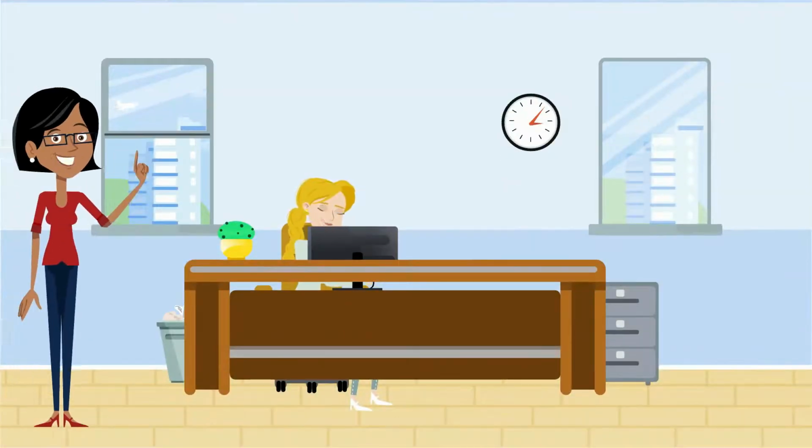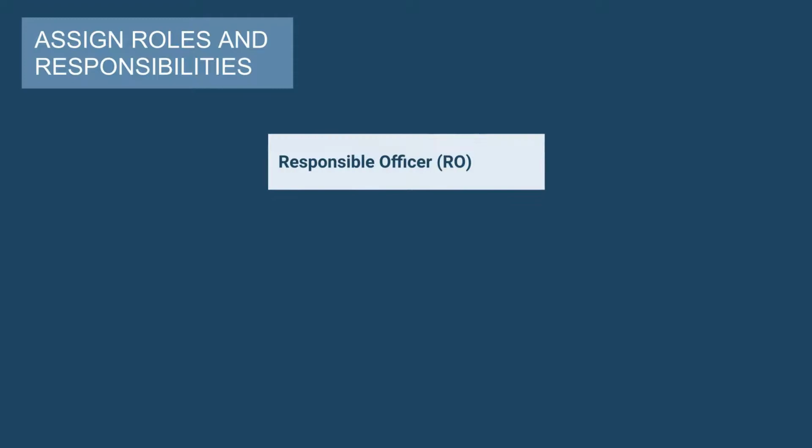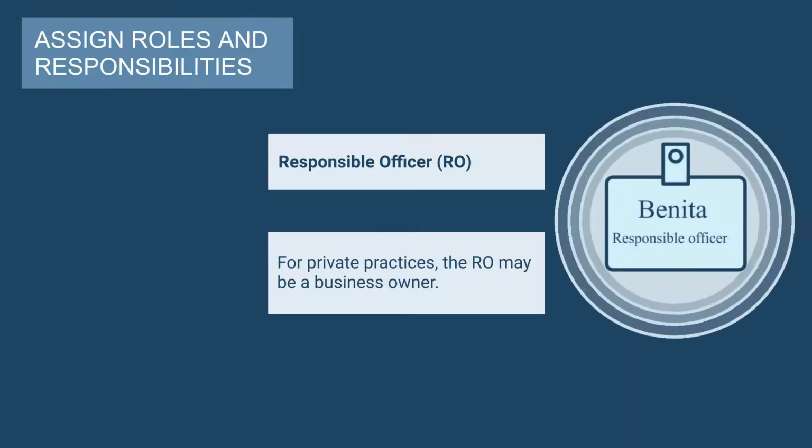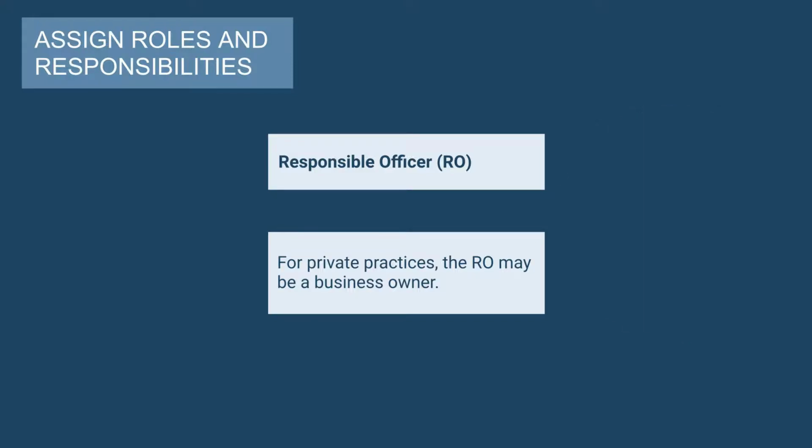Now, I'll have to assign roles and responsibilities. The first role is the Responsible Officer, or RO. The RO is registered with the Healthcare Identifier Service and has authority to act on behalf of the organisation. This is usually the business owner of a private practice like me. If I worked in a hospital, the RO may be the CEO.